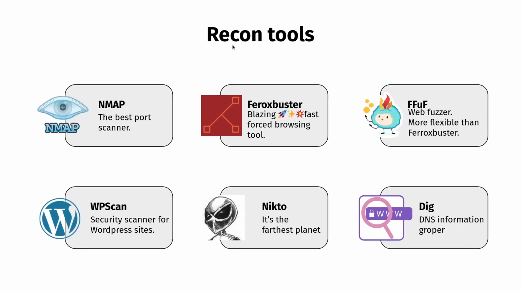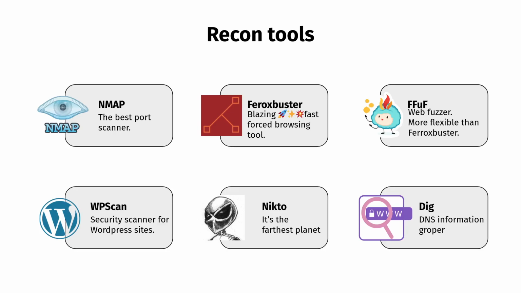ffuf is a little bit more flexible than Feroxbuster. Feroxbuster is only used for forced browsing, but ffuf can also send POST requests and GET requests. It can fuzz web app forms. So it's more of a general web app fuzzer while Feroxbuster is just for forced browsing. These top 3 are probably what you want to use for the TryHackMe room we're going to do after the presentation. And if you have no idea how to use these tools, don't worry about it because I'll do a walkthrough of the TryHackMe room.